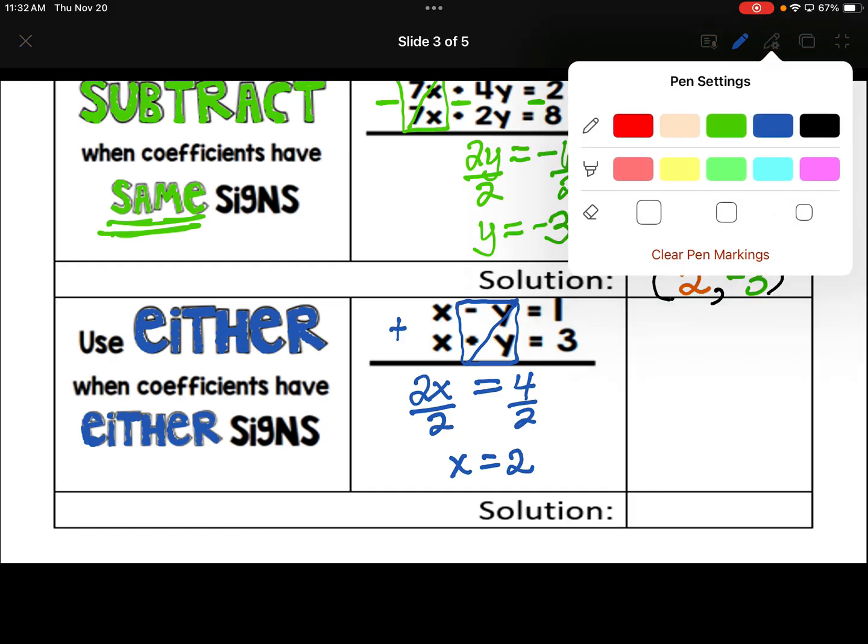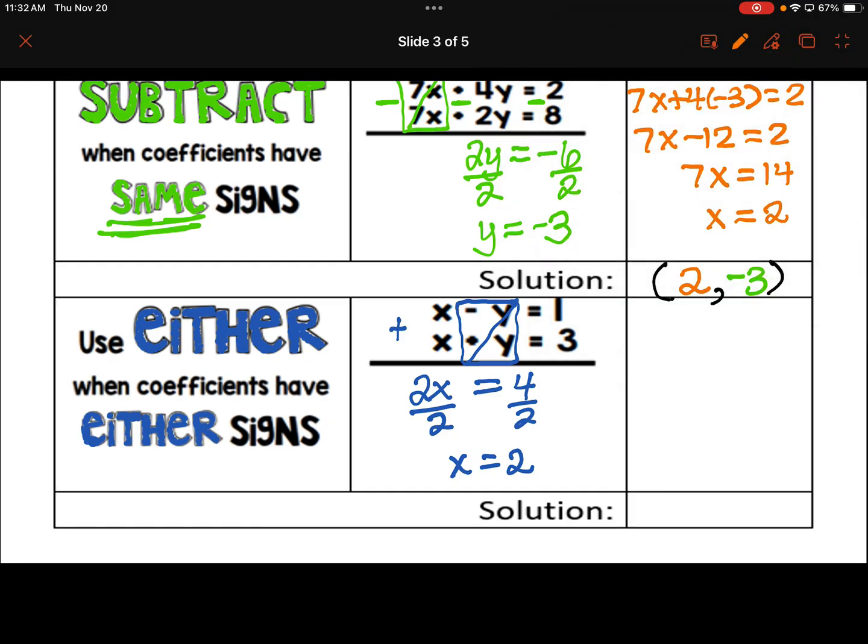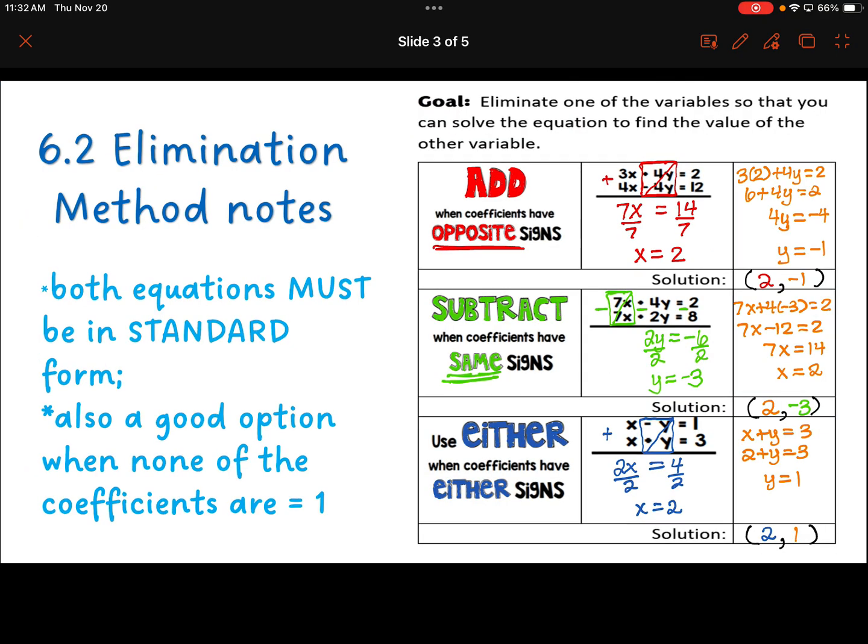And then I'm just going to substitute in. I'm going to do the second one this time. x plus y equals 3. So I'm going to go 2 plus y equals 3. So y equals 1 after I subtract. And then I'm going to write my solution as 2, 1. Okay, so that is level 1, where a simple addition or subtraction makes one of the coefficients eliminate.